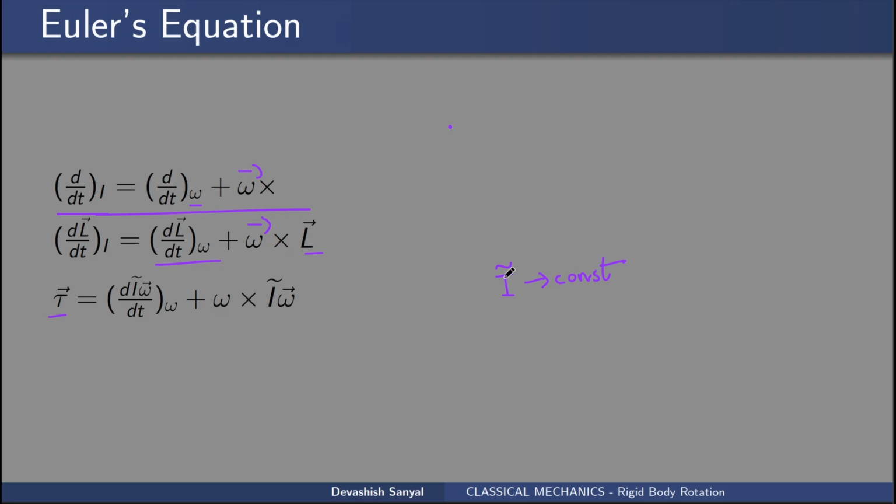Not only is it a constant, if we choose our axis as a principal axis, then at the same time this thing also becomes diagonal. So this is the principal axis coordinate system. Not only is the coordinate system rotating along with the body, it's also a principal axis coordinate system. So if that is the case, then this I is diagonal.